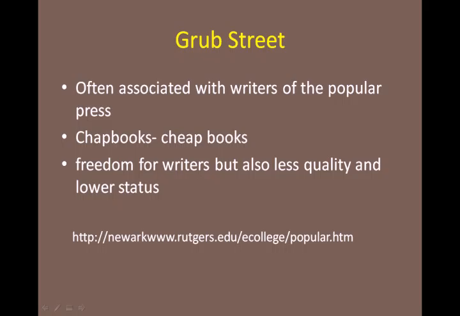Grub Street was the place where printing presses were based, and it's a term often associated with writers of the popular press. Chapbooks, cheap books, were the first form of popular publishing for the people. These books were sold without approval of publishers, which means that writers could spread their ideas freely, but also that no one controlled the quality of the works.